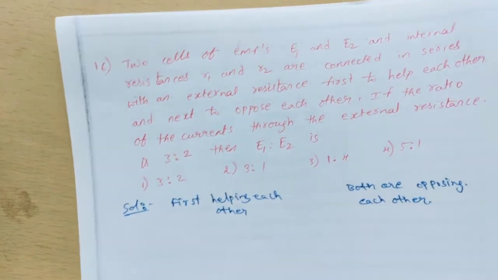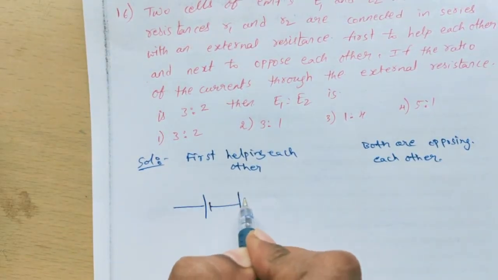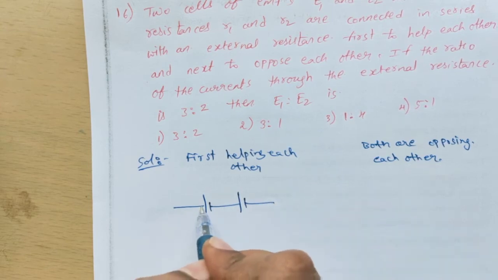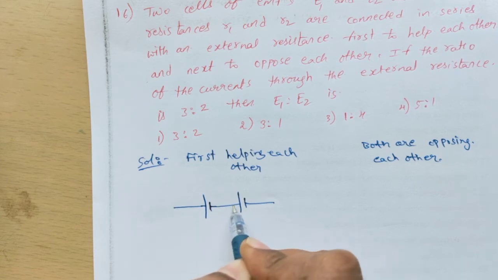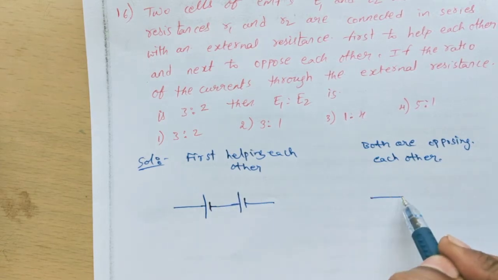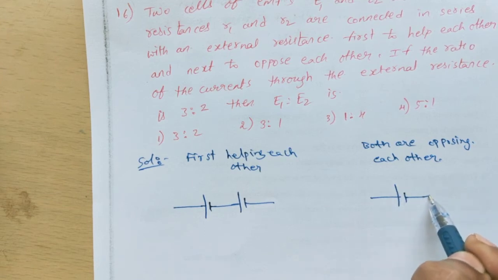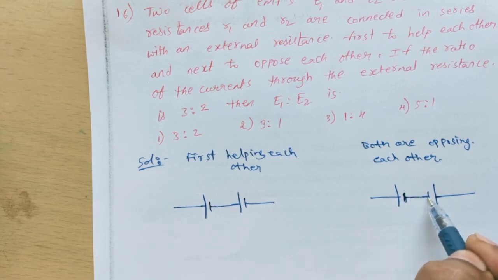We will observe here. For example, one cell is present, and a second cell is present here in series. The negative terminal of the first cell is connected to the positive terminal of the second cell. But in the second case, the negative terminal of the first cell is connected to the negative terminal of the second cell. This is what we may observe.